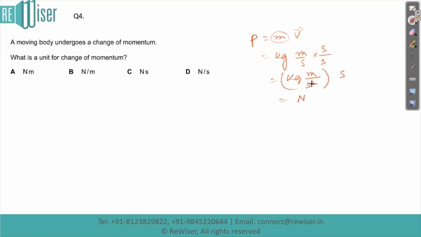So mass into acceleration is force, and the unit is Newton. Multiplying by second, Newton second is going to be the unit of change of momentum.